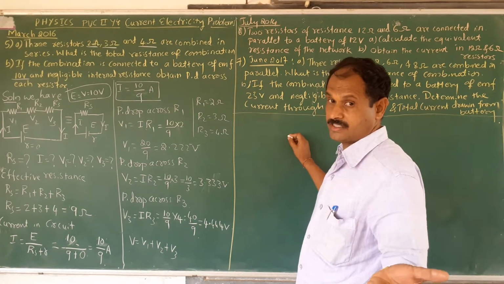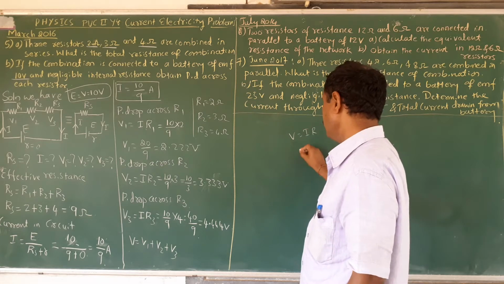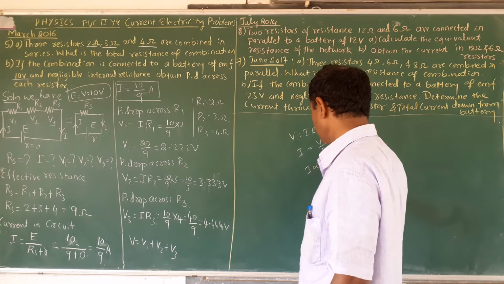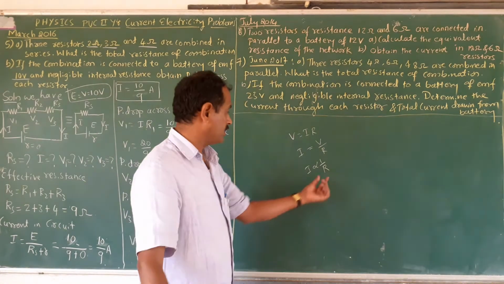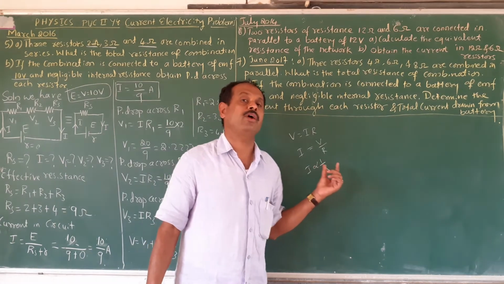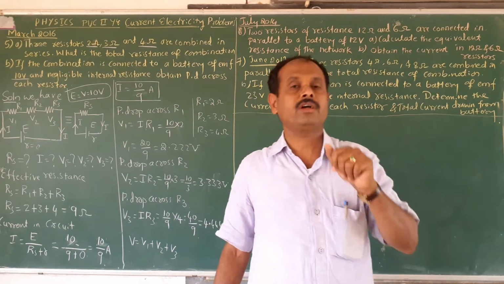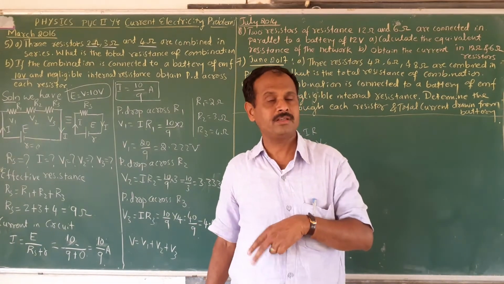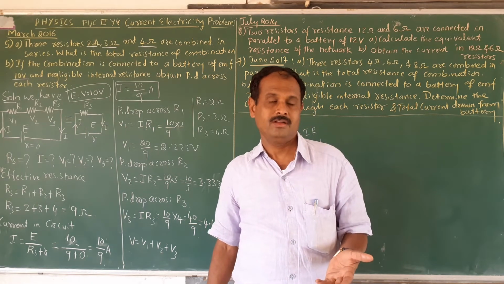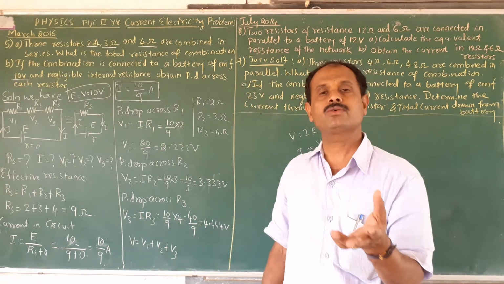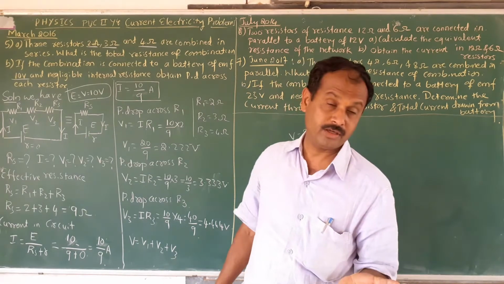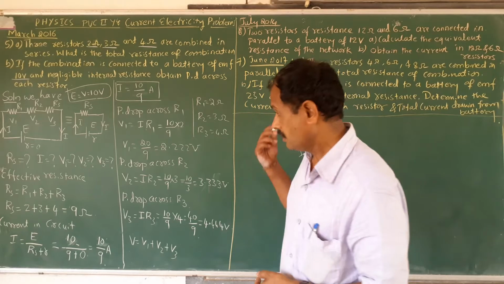Now, the potential difference is the same here. V is equal to I into R, so I is equal to V divided by R. I is inversely proportional to the resistance. More resistance, less current; less resistance, more current. Wherever there is less resistance, more current flows. But the potential drop is the reverse: wherever there is more resistance, there is more potential drop. These are the two important points in series or parallel combinations: the behavior of the current and the behavior of the voltage or potential drop.